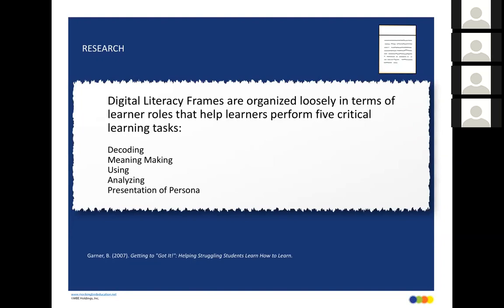How do we use technology and how do we use our digital literacy skills to be meaning makers? So not only can I decode the information I'm finding in a technology system, but also how do I make meaning from that? And how do I understand how it all works together? The next role is actually being a user of the technology, and then analyzing what I'm using to know that it is valid or relevant or a good source. And then finally, and I think it's argued that this is probably one of the biggest ones, especially if you work with a younger adult learner, that presentation of persona.